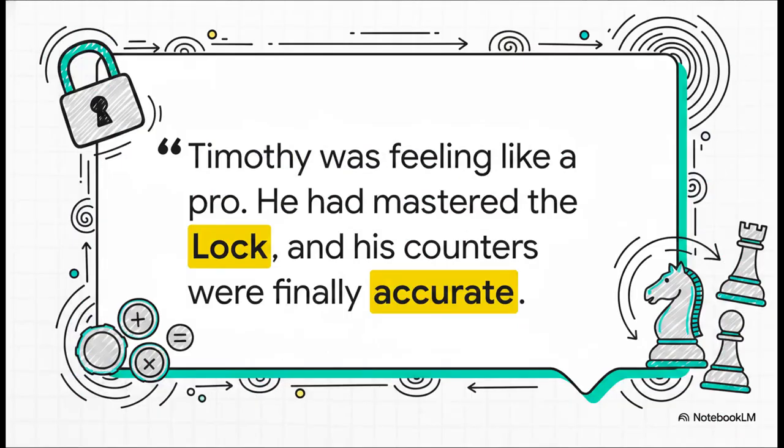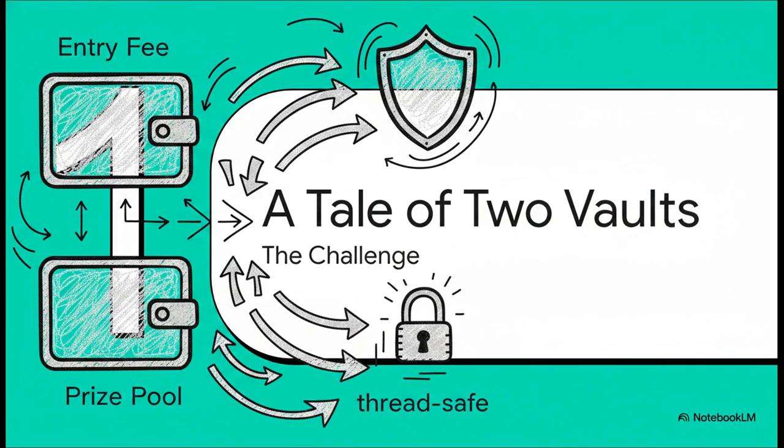So, this is Timothy. He's our junior developer, and right now he's feeling pretty good about himself. He's just gotten the hang of using locks in Python to stop race conditions. You know the feeling. His code is finally working, his counters are spot on, and he's feeling confident. He thinks he's basically conquered concurrency. But of course, a new challenge lands on his desk.